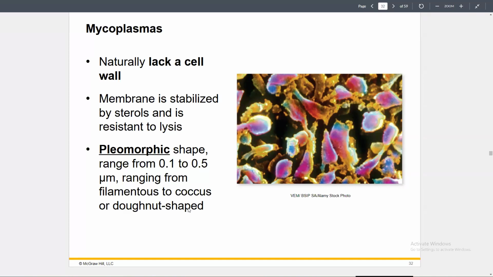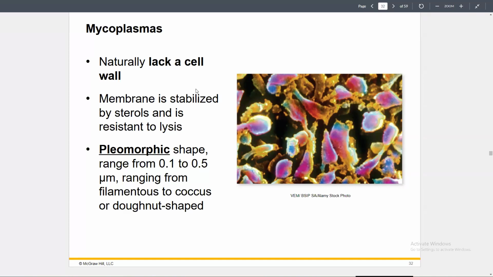Like our cells, these guys have sterols to help give them some shape and rigidity, but they still don't have a defined shape, so they're pleomorphic. These guys are typically the cause of walking pneumonia, which is also going around right now, FYI. So if you've heard of somebody having walking pneumonia, it's almost always a mycoplasma pneumonia.